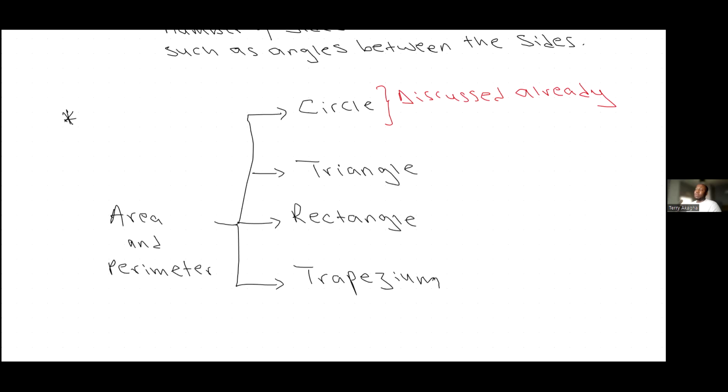I can also throw in one more. Maybe I can throw in how to find the area and perimeter of a square. It might be helpful to some students. We'll talk about how to find the area and perimeter of each of these. In the next video, I'm going to start with how to find the area of a triangle, then build up to different 2D shapes.